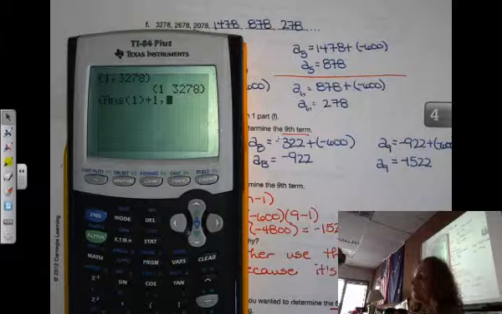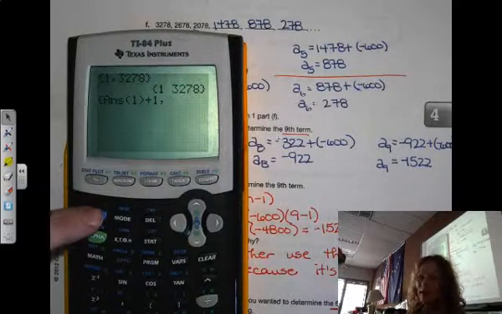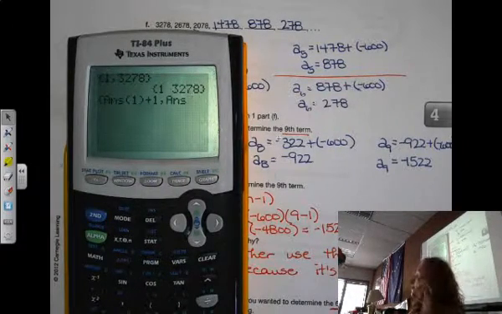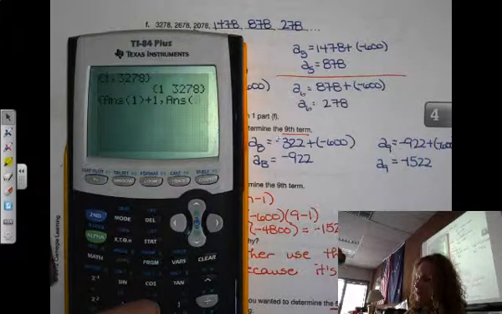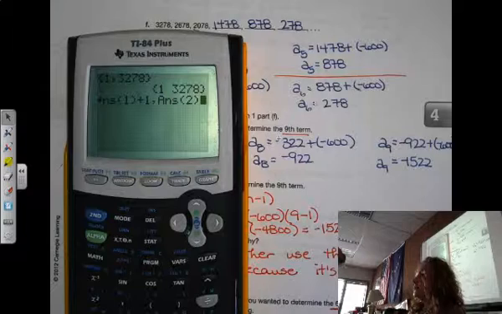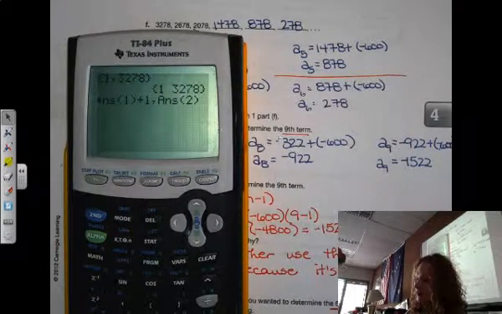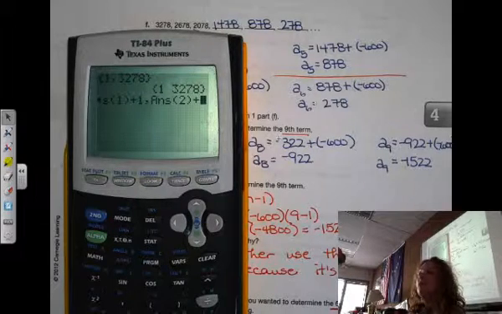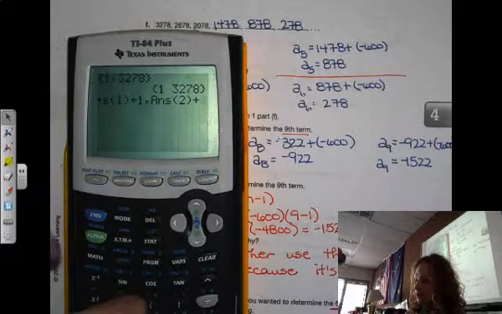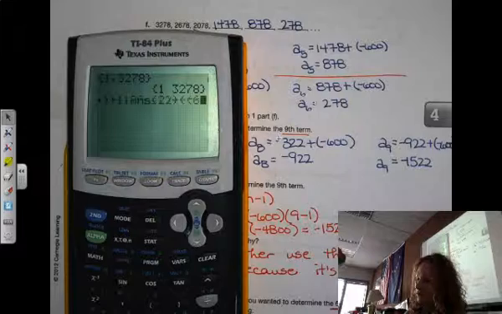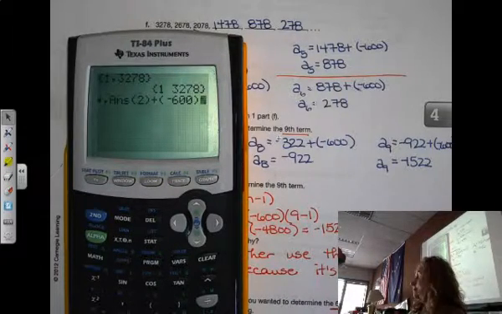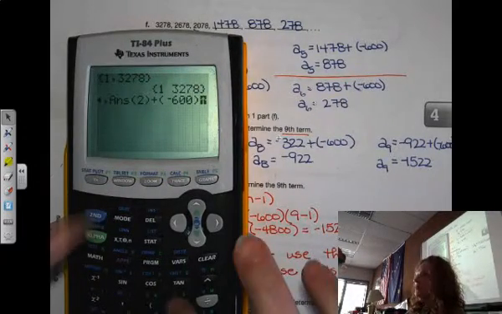Now we're going to tell it what to do with the sequence. So that's second negative again, brings up the answer. Open parentheses 2, close parentheses. That's saying my second answer, which is my sequence. And you have to add the common difference to it. So what's the common difference? -600. So you got to use your parentheses again. -600, close parentheses. There's a lot of parentheses. And then close the bracket.